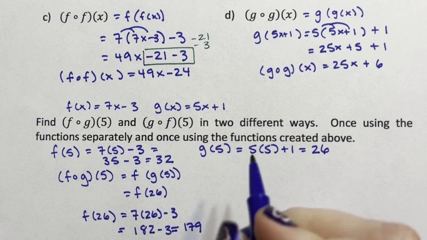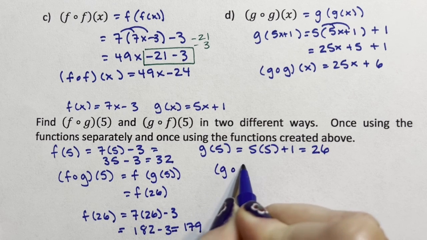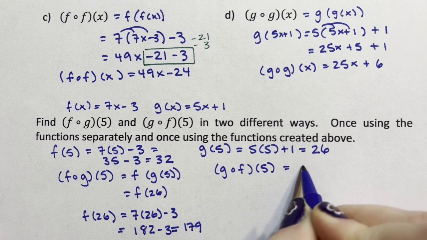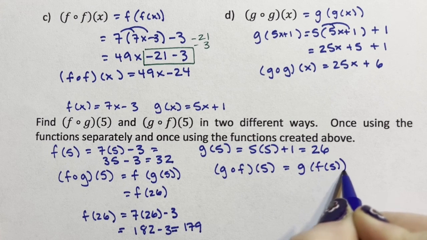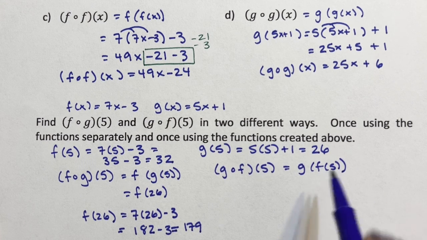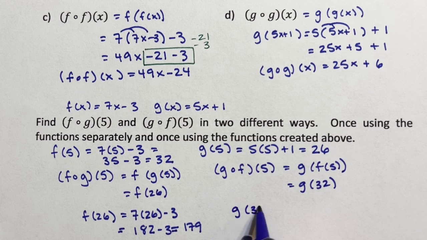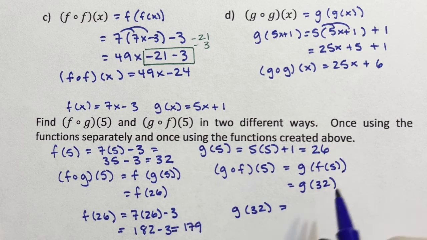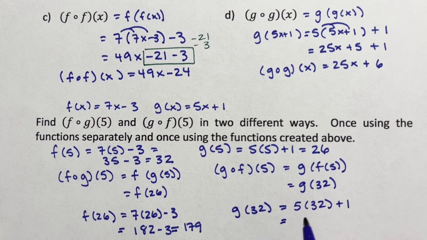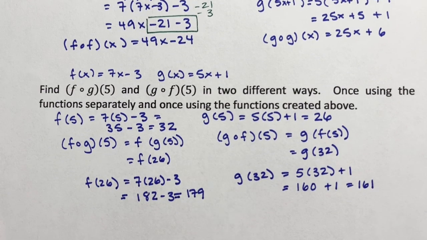g of f of 5 is g of f of 5. Well, f of 5 is 32. So g of 32 is 5 times 32 plus 1, which is 160 plus 1, which is 161. But that's only one way to do it.